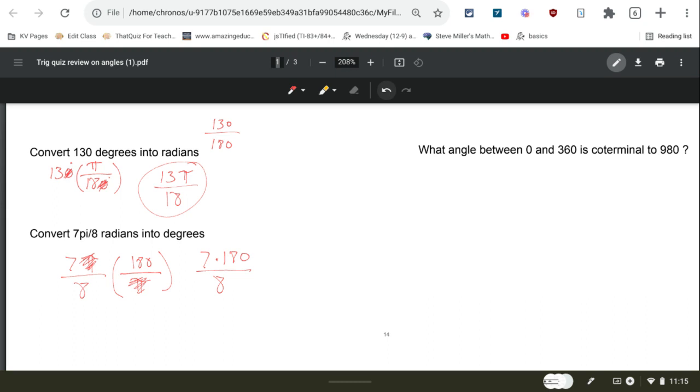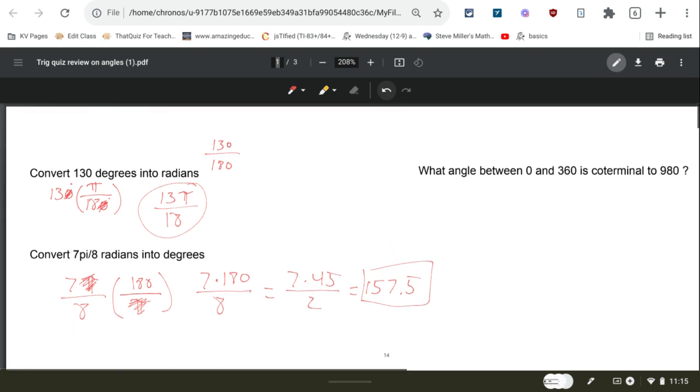I know 8 and 180, I could divide those by 4. So that would give me 7 times 45 if I divided it by 4. And I believe that's all I can do. 7 times 45 is 315. And then I divide that by 2. And that's going to give me 157.5. Yep, that'll be my answer in degrees.